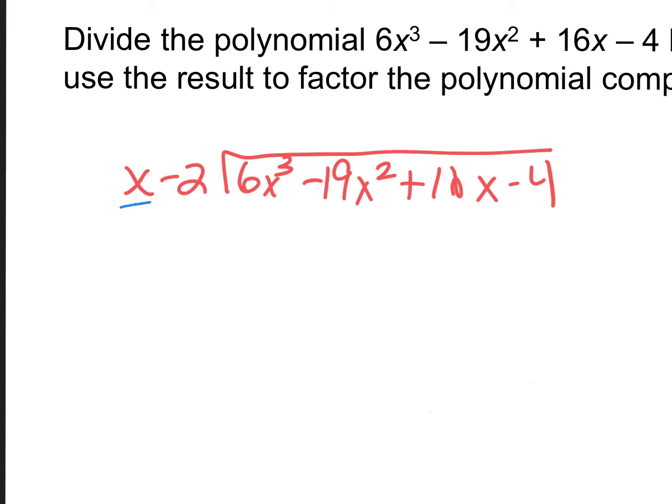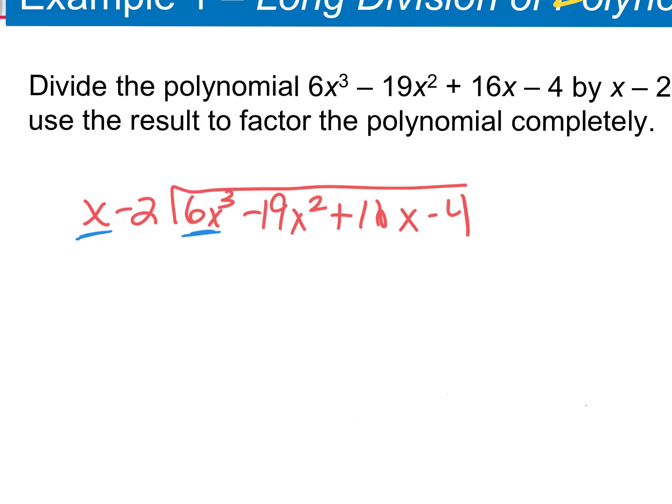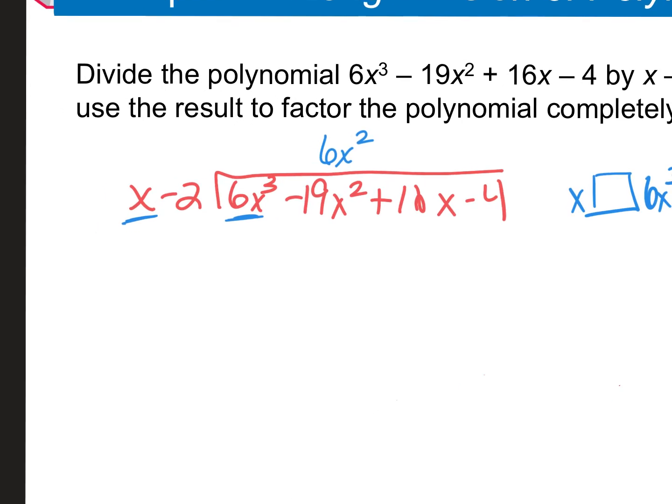I'm going to say first term into first term. This little side work that I do, you guys do not have to do. It just helps me visualize, so I like to do this. So I'm going to say x times what gives me 6x cubed? X times what gives me 6x cubed? 6x squared. So I'm going to put my 6x squared right here above my 19x squared. And now what do I do with 6x squared and x minus 2?